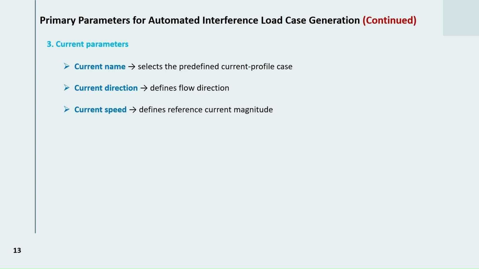In this workflow, the current inputs used in the Excel spreadsheet are simple. Usually, we define the current by three items: current name, current direction, and current speed. The current name selects the predefined current profile case. The current direction defines the flow direction, and the current speed defines the reference current magnitude. This works well when the detailed current profile definition is already built into the base OrcaFlex model.